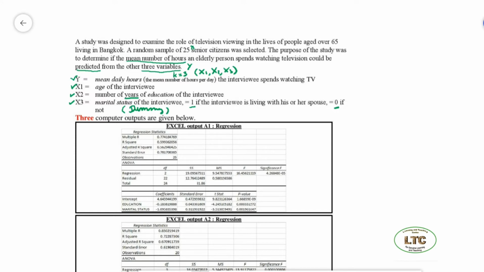Three computer outputs are given below, which is the correct one? Here, check observation n is 25, correct. N is here 2. Here the number must be k. So k is 3 and here you see only 2, therefore not correct. Therefore this output is not for this study. And here also x1, x2 only 2, so k is 2. Not this, a1.